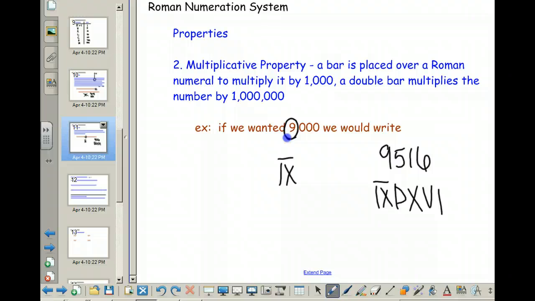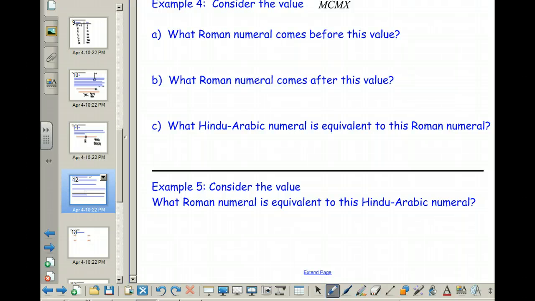Okay? All right, let's take a look at one then. Same thing on this one. We're going to take the number MCMX, and we're going to find the number that comes before and the number that comes after, and then we're going to talk about the equivalent. Let's do example 4, and then we'll say number 5 next time. What number comes after this MCMX without even knowing what that number is? You just put an I at the end, right? So this is M, C, M, X, I. That's the number that comes after.